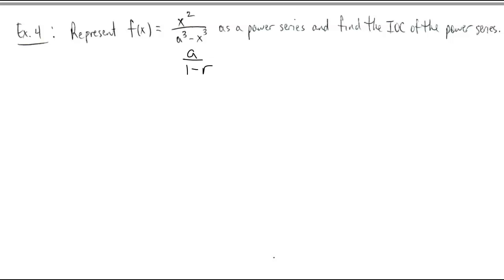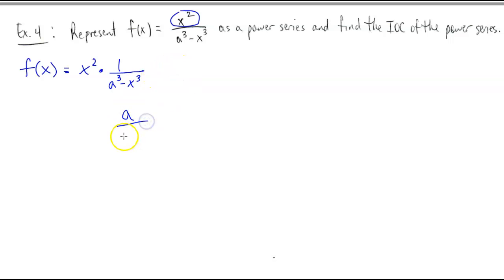So in looking at this, the first thing that we see here is that we have an x squared in the numerator, and that's really not going to help us with the whole trying to force this thing to be a geometric series. So what we're going to do is just leave that part out in front and then just deal with the 1 divided by a cubed minus x cubed and try to change that into power series form. Okay. Now to do that, of course, we want this to look like a divided by 1 minus r. So where we have this a cubed, we need a 1.